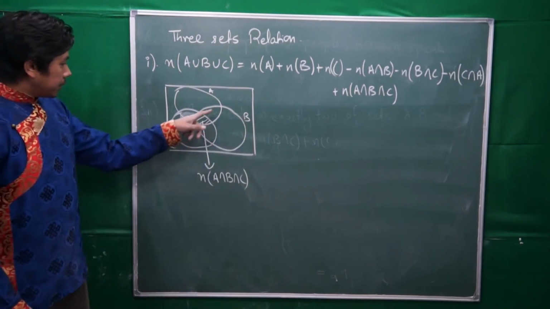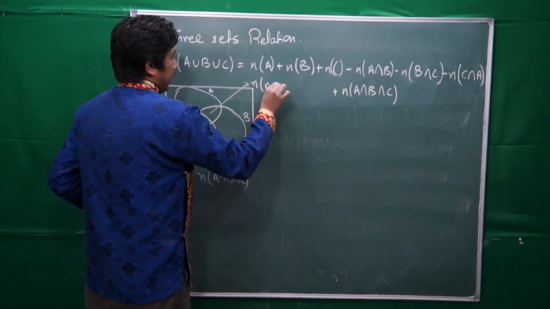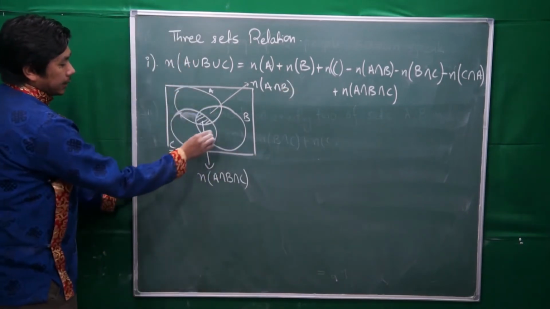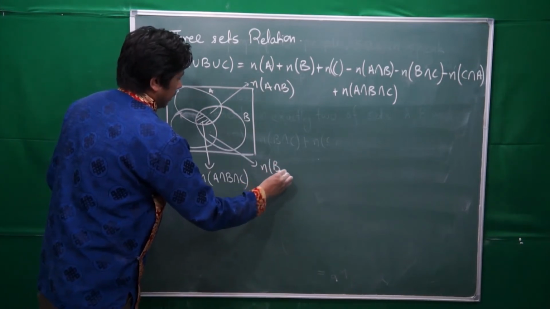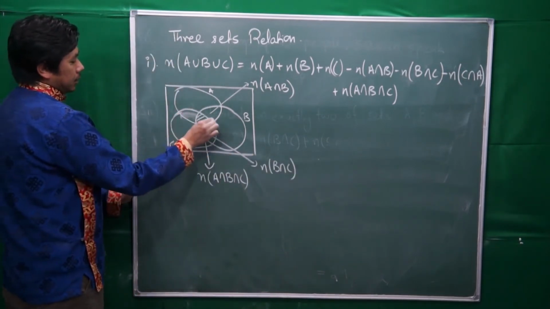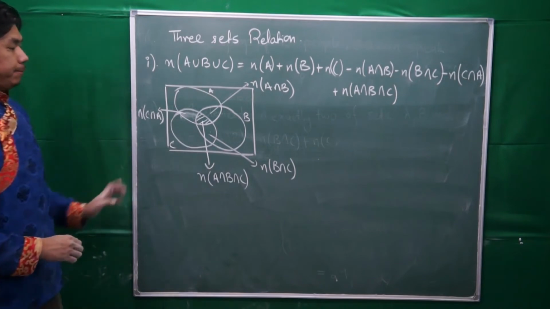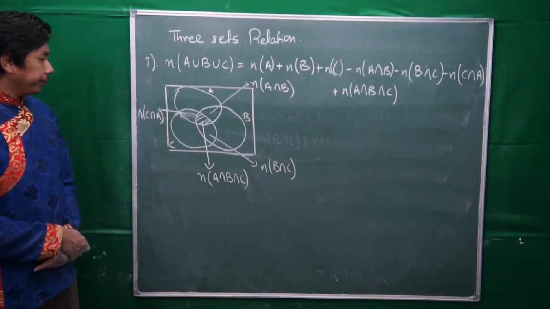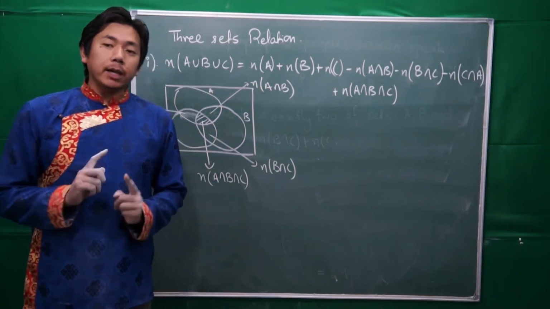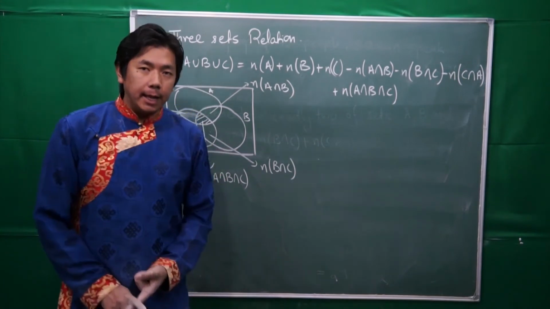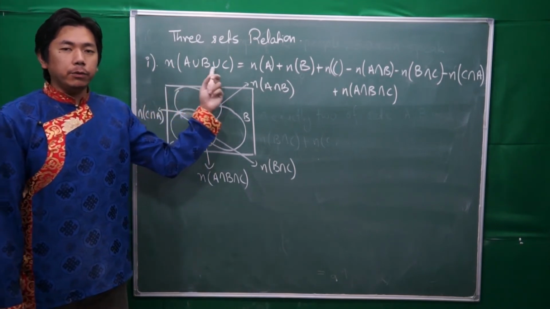So you must be knowing this region is clearly number of A intersection B. Likewise, this whole part is number of B intersection C. And lastly, this part is number of C intersection A. Clear? Now, we need to find all the elements without being repeated. The count should not be repeated for the repeated elements. So, keeping that in mind, you have to find the number of elements in A union B union C.